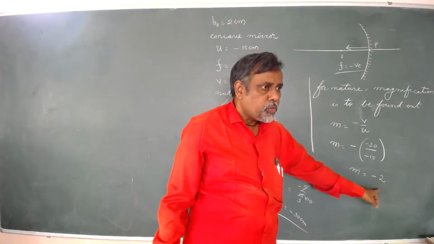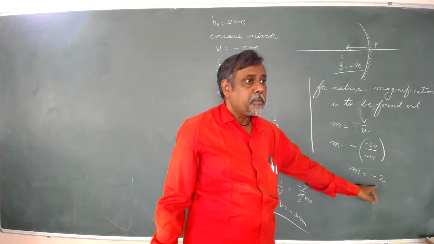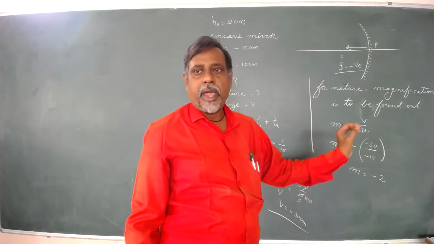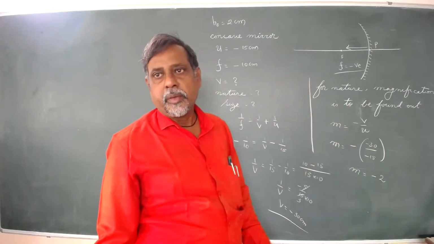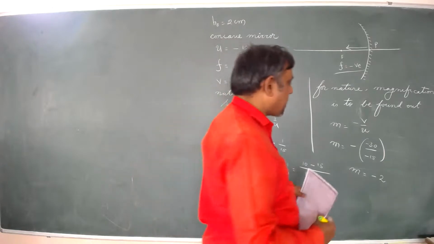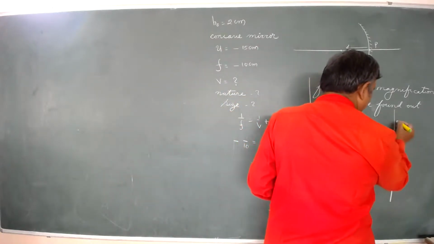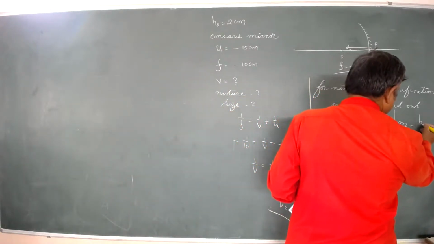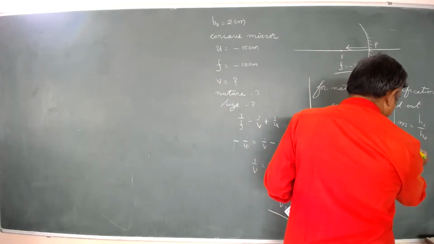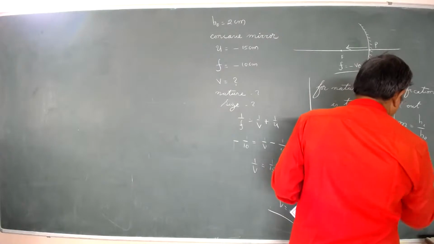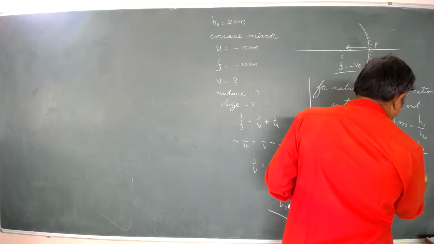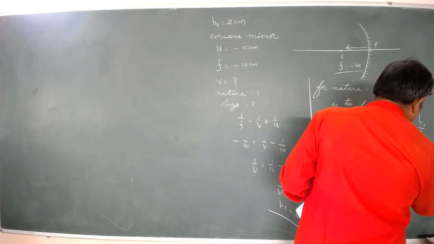Magnification is equal to 2, which is more than 1, magnified. So image is real, inverted, and magnified. Now the size of the image we need to calculate. We know that magnification is equal to hi by ho. Magnification minus 2 is equal to hi by ho. ho is 2. Therefore, hi is equal to minus 4 centimeter.